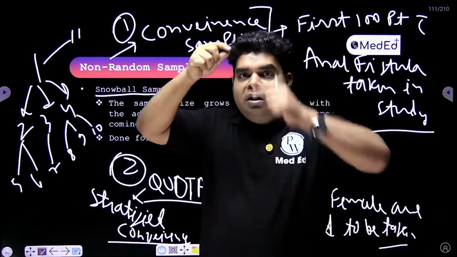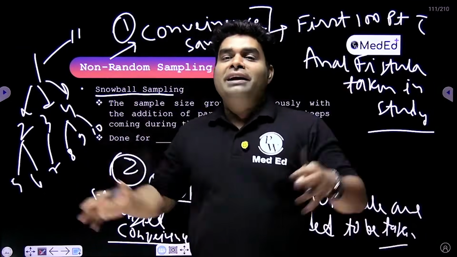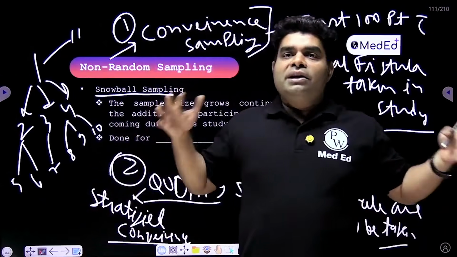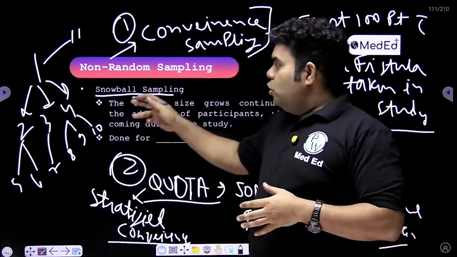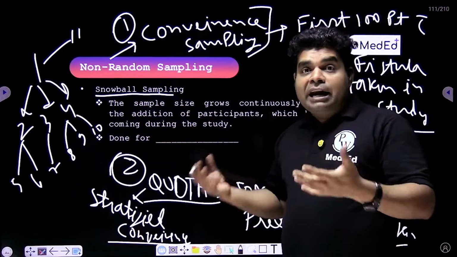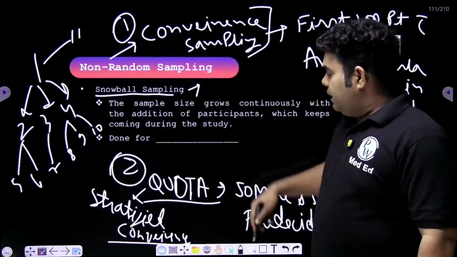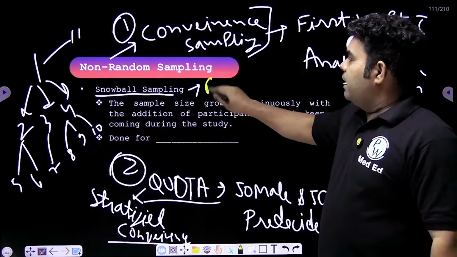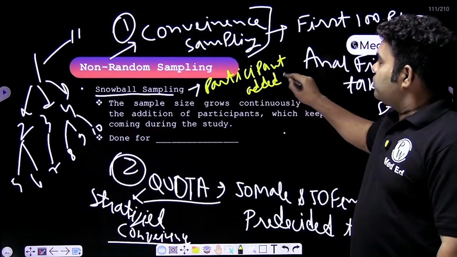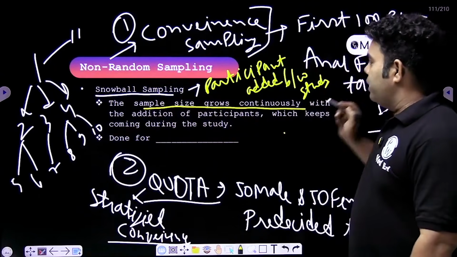Just like a drop of snow, when it falls from the top of the mountain, by the time it reaches the base, it becomes a big snowball. Similarly here, we start with one child, and by the time it ends, we have 23 people in our study. So this is snowball sampling, and 2 questions come from here. First question is, in which sampling can we add participants during the study? Only in snowball sampling can participants be added while doing the study, not just at the beginning but also between the study. So here the sample size keeps on growing continuously.